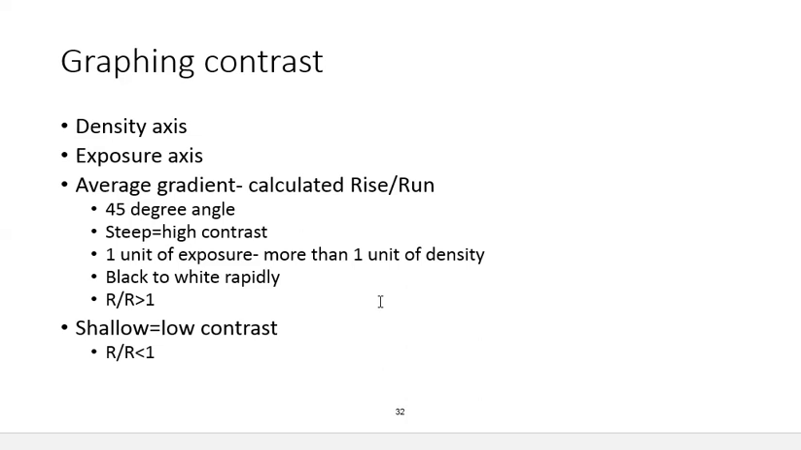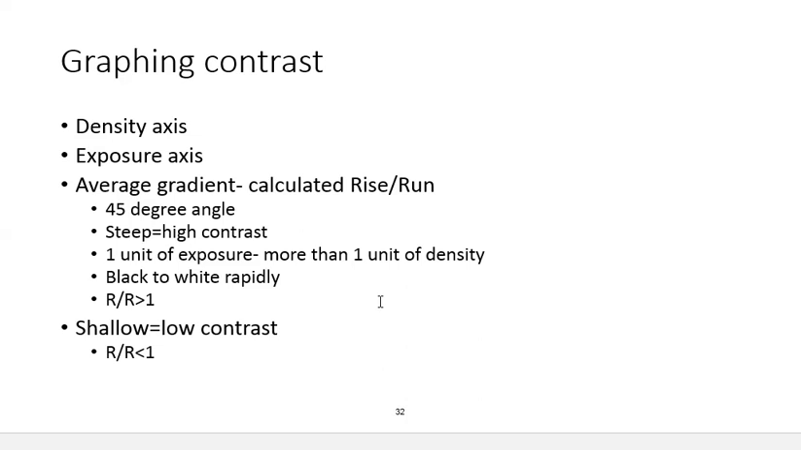So if your roof line goes up 1 foot for every foot that it goes from left to right, then your roof line goes up at a 45-degree angle. All right, so a 45-degree angle would be a very low contrast. Thinking back to the H&D curve, a 45-degree angle would be a very low contrast H&D curve.